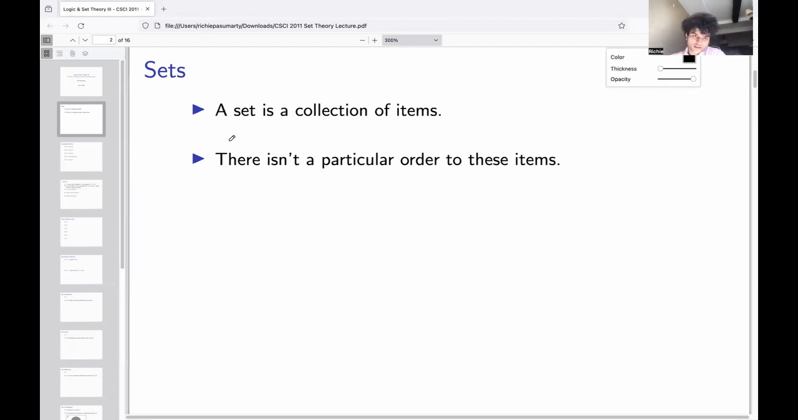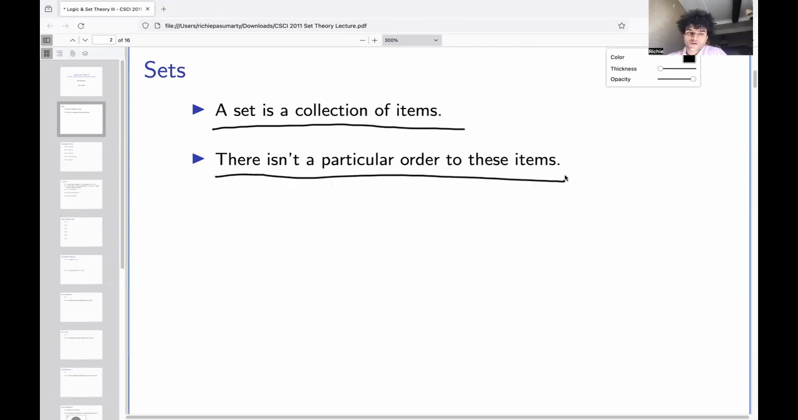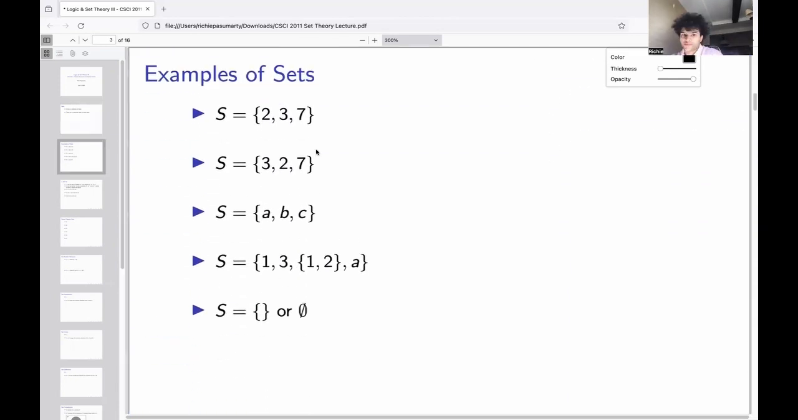Today we're going to be talking about what sets are and a little bit about set theory. So to start out, a set is a collection of items, and there also is not a particular order to these items. So what do I mean by that? Well, here are some examples.